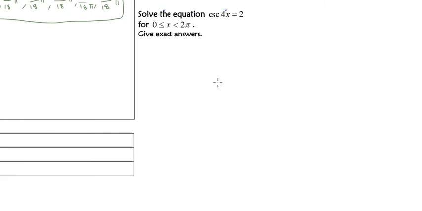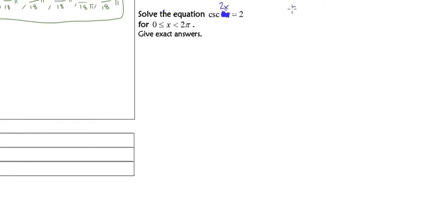All right, last one. Solve the equation cosecant of 4x. Actually, we're going to change that to 2x. 4x would be the same thing. You would just go out 4 times around the unit circle and then divide your answers by 4. But we're going to change it for right now to just 2x. We're going to go out 2 times around the unit circle.